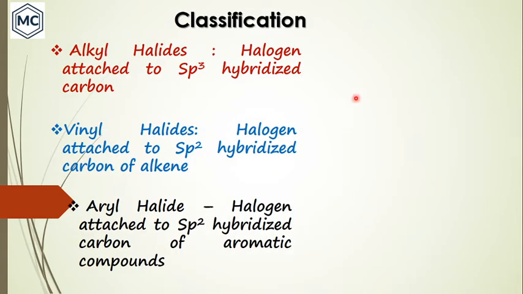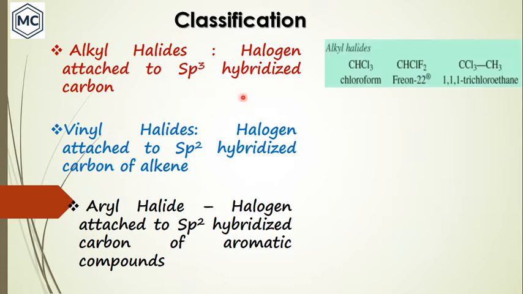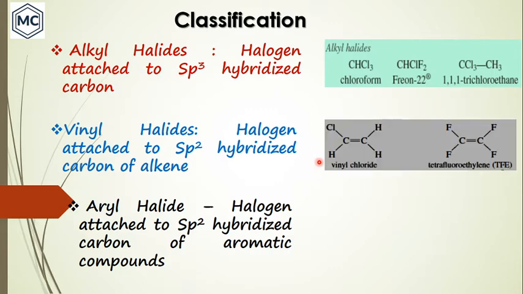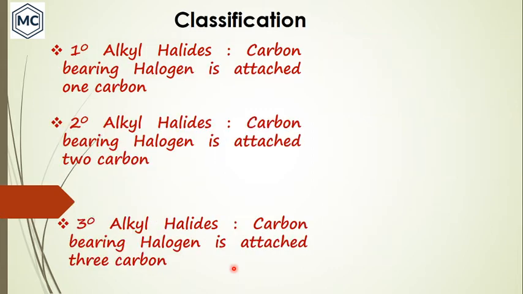Next one, classification of alkyl halides. Halogen compounds can be classified as alkyl halides when the halogen is attached to an sp3 hybridized carbon atom. For example, chloroform, freon, 1,1,1-trichloroethane. Vinyl halide, halogen attached to an sp2 hybridized carbon atom of an alkene, vinyl chloride. And aryl halide, halogen attached to an sp2 hybridized carbon atom of an aromatic compound, that is this one, chlorobenzene.